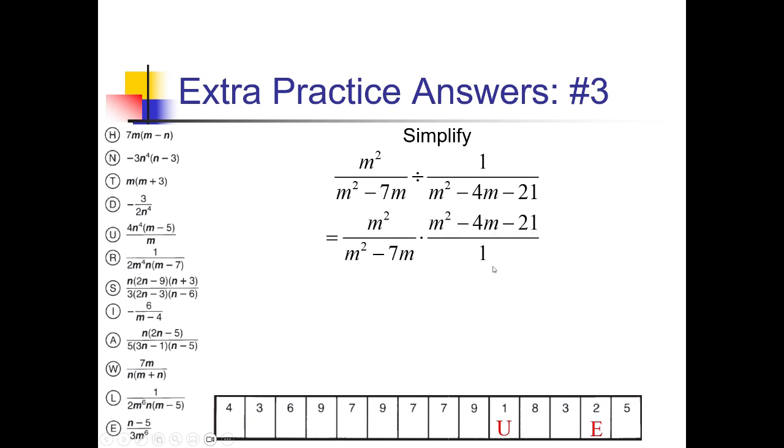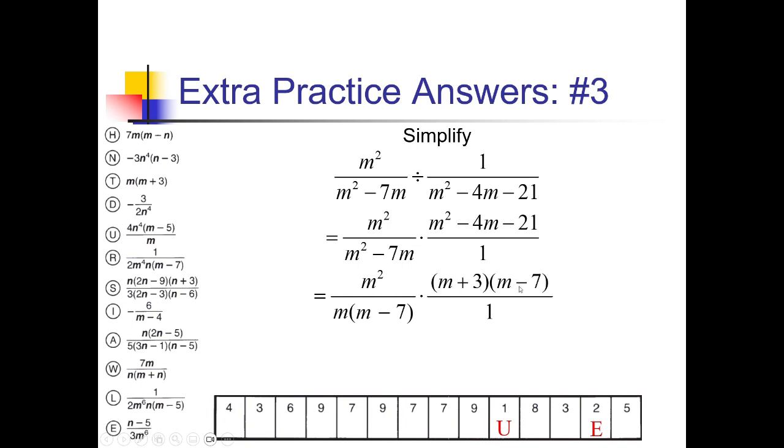Don't really need to write the 1 down there, but I will anyway, just to keep the formatting obvious as to where things are. So now let's do a little factoring. In the lower left, I can take out an m, leaving me with an m and a minus 7. In the upper right, factors of negative 21 that add up to negative 4. 1 and 21 doesn't work, but 3 and 7 does. Positive 3 and negative 7. So m plus 3, m minus 7.